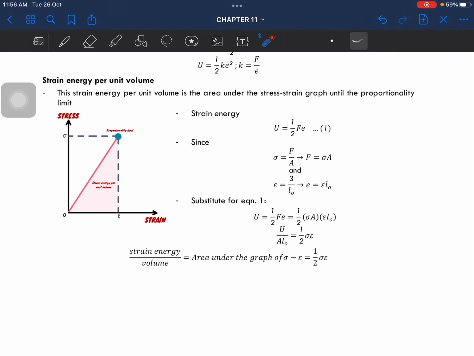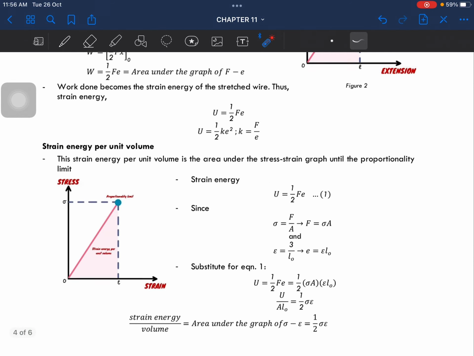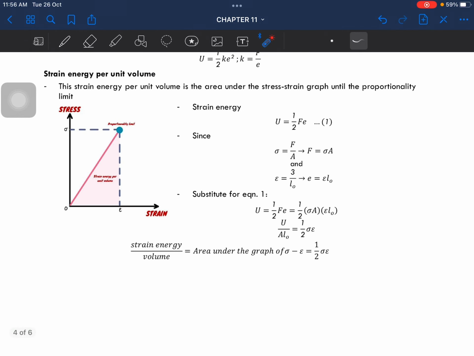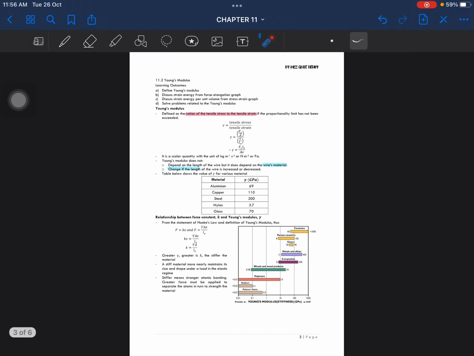So it is the area under the stress strain graph only up till the proportionality limit lah, similar to this one. Okay, and so basically strain energy is this, and then we relate it with the stress and also with the strain. We then get the strain energy per unit volume formula to be this one here. Alright, okay, alright, so that is basically the theory part for subtopic 11.2, which is Young's modulus.